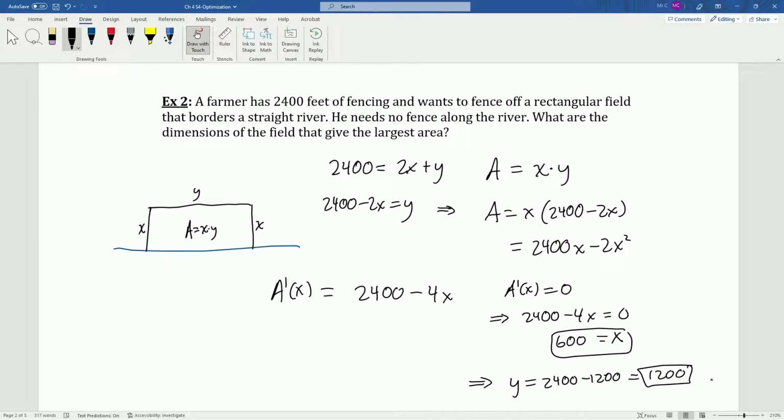But I want to double check that this thing is actually a maximum. So we take the second derivative, verifying that this is a maximum. The second derivative is just negative 4. Oh, well, that's negative. And if the second derivative is negative, that means this thing is concave down, and so it is a maximum. So yes, it is a maximum.